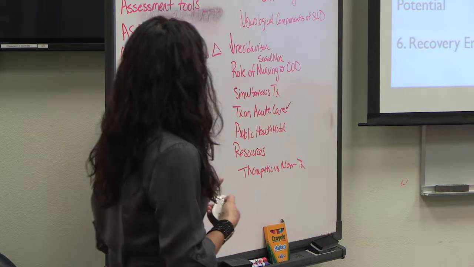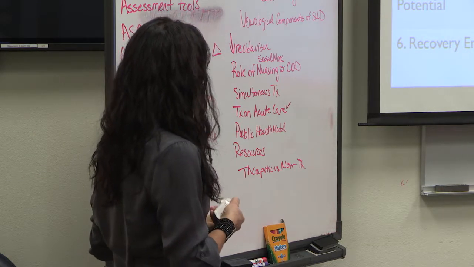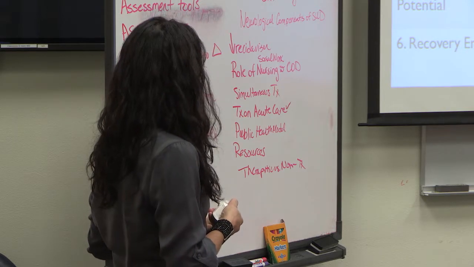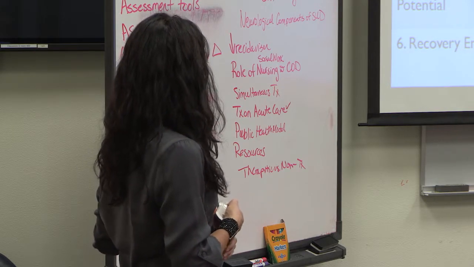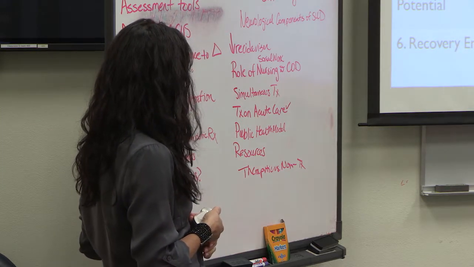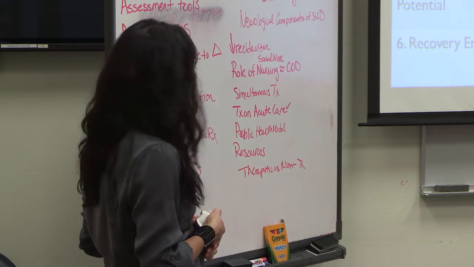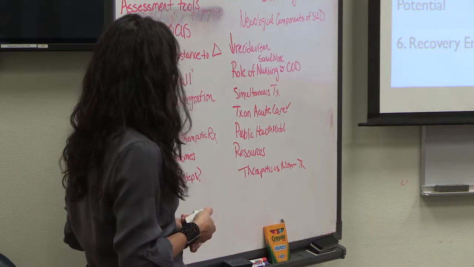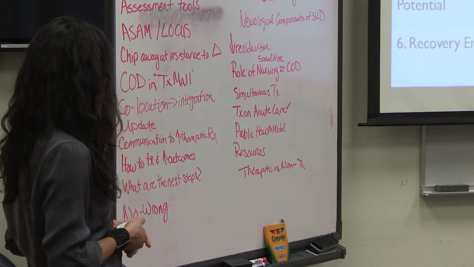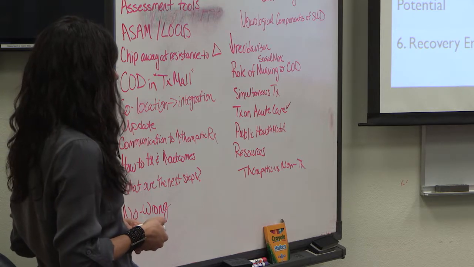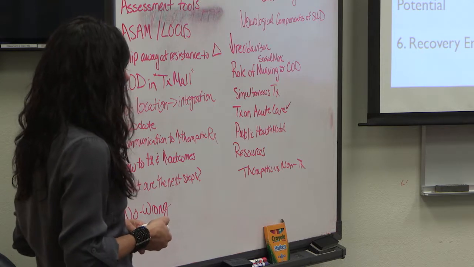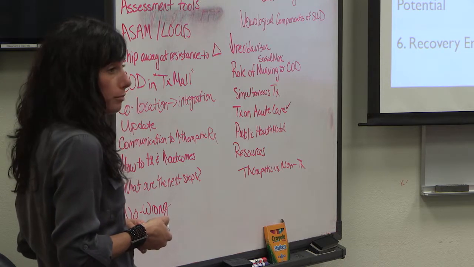So the ACM Dimension 1 looks at acute intoxication and or withdrawal potential. Biomedical conditions and complications is 2. 3 is emotional, behavioral, cognitive conditions and complications. 4, readiness to change. It's actually its own dimension. 5, relapse, continued use problem potential. And 6, recovery environment. Recovery environment looks very much like what you would find in Dimension 4 on the LOCUS. Level of stress and level of support.